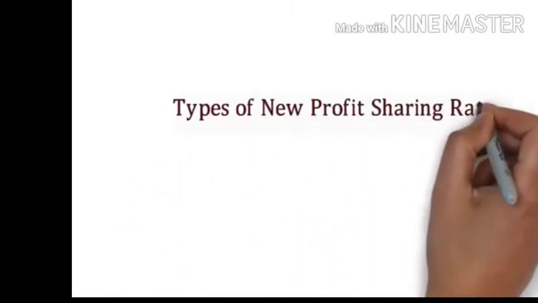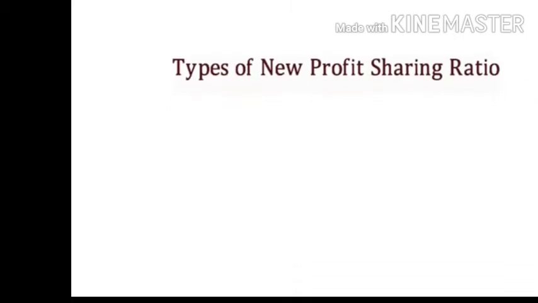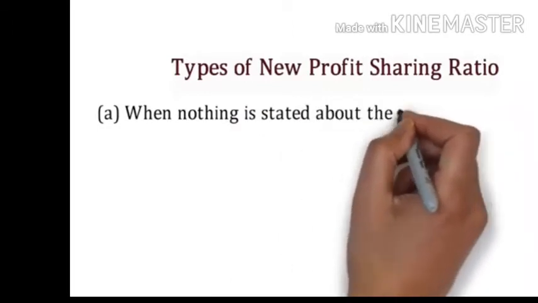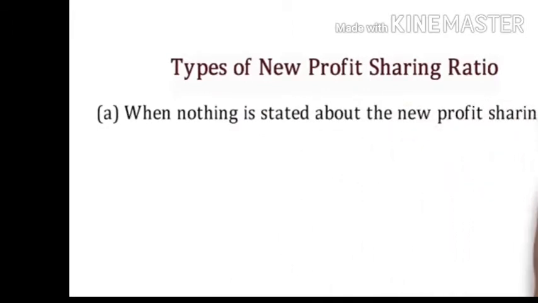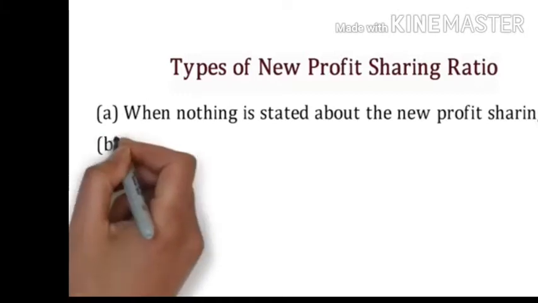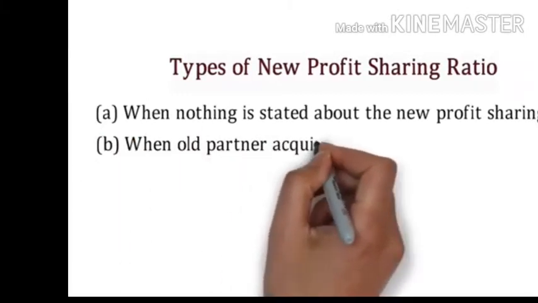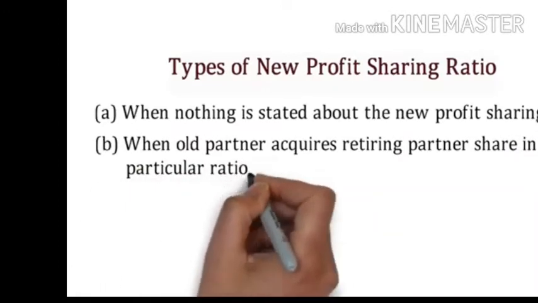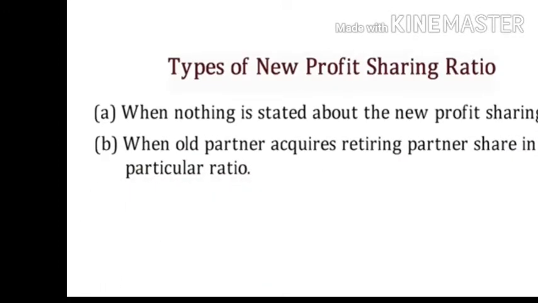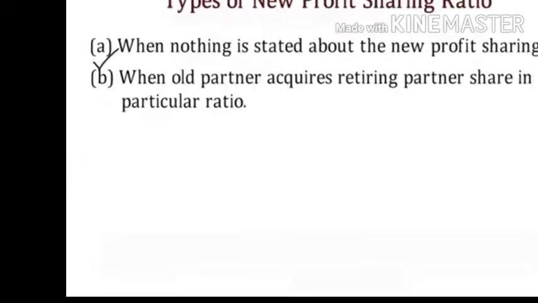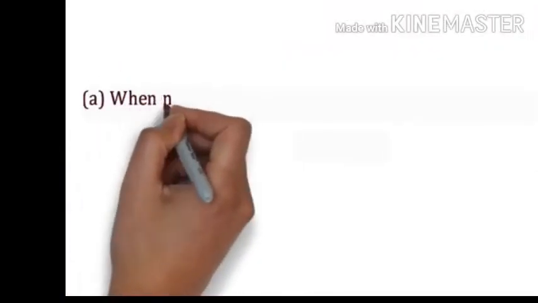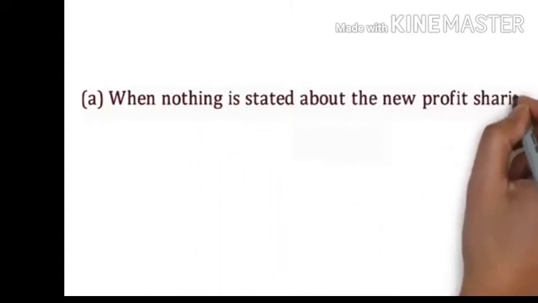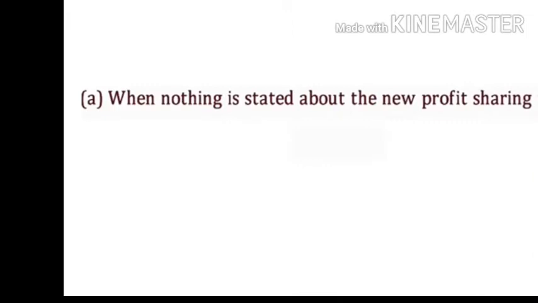Now there are two types of new profit sharing ratio. When nothing is mentioned or stated about the new profit sharing ratio in the question, we will calculate the ratio by cancelling the retiring partner's share. And the second method is when old partners acquire the retiring partner's share in a particular ratio. This method is not in your textbook, we only have to see the first one, when nothing is mentioned or stated about the new profit sharing ratio. So how to calculate the ratio?